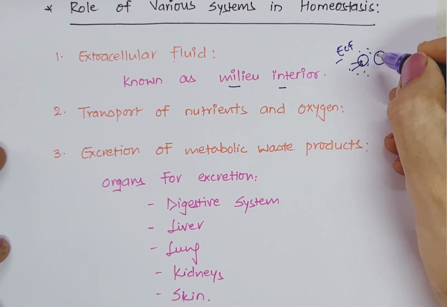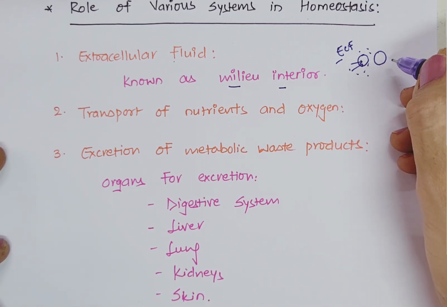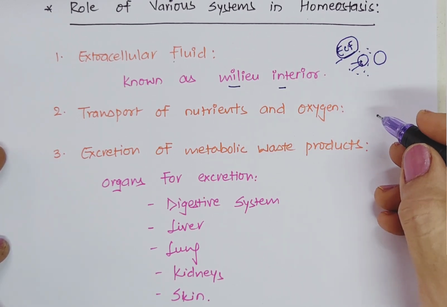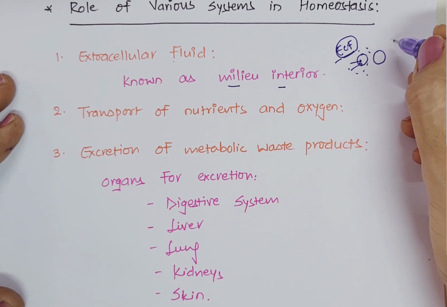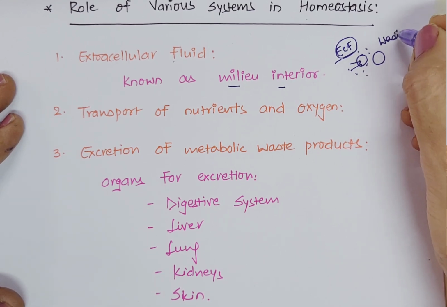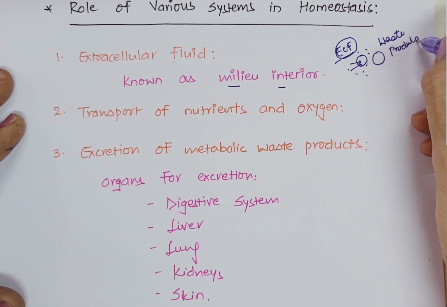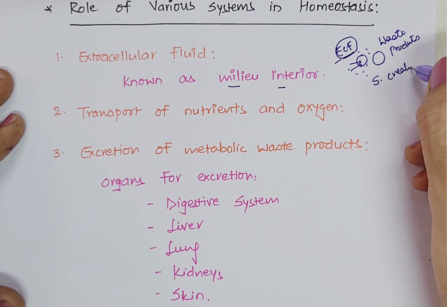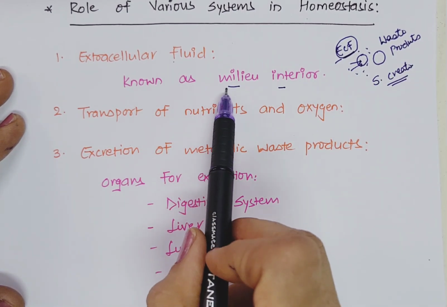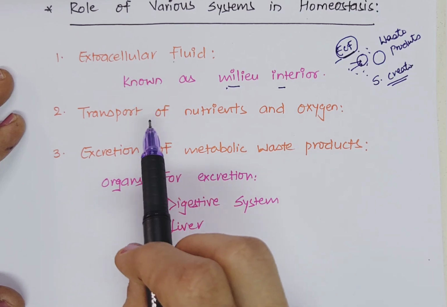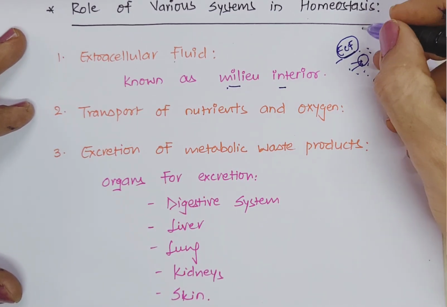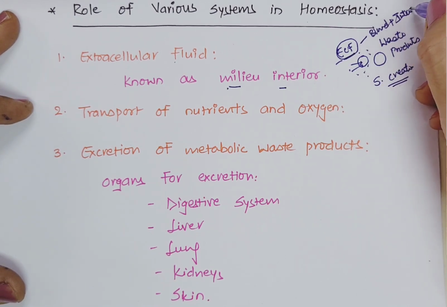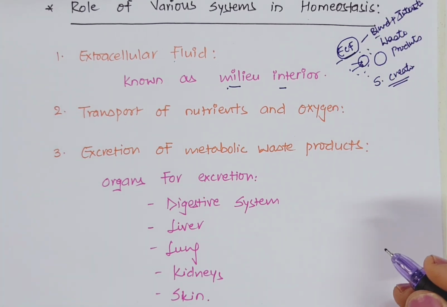So whenever our cells or our systems or our organs are not functioning properly, what happens? The extracellular fluid composition gets changed. For example, suppose somebody's kidneys are not working, then waste product concentration increases in extracellular fluid. So the doctor advises a serum creatinine test. This is the way milieu interior or extracellular fluid is very important. Extracellular fluid is equal to our blood plus interstitial fluid. The fluid part of blood is plasma. So these two form extracellular fluid.